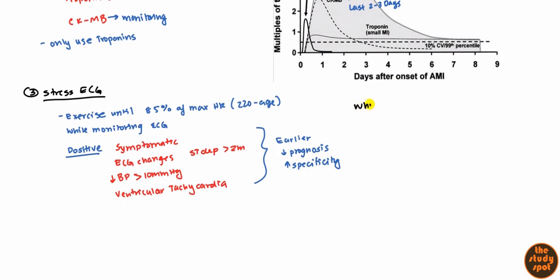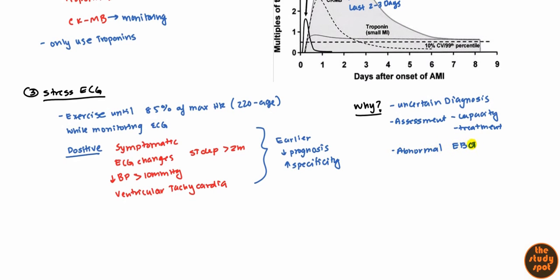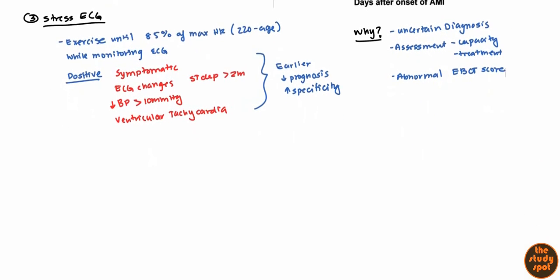Now, why would you do this to a patient? I mean, you're thinking they have a heart problem. Why would you want to push them even more? Well, you do these in cases where you are uncertain of the diagnosis, specifically in stable angina. Also, you do this as an assessment. So you can assess their capacity, as well as how the treatment strategy is going and how they're improving. Also, you want to do this when there's an abnormal EBCT score, the electron beam CT score, and we'll talk about that in a little bit, what that is. But you do want to do it when that occurs.